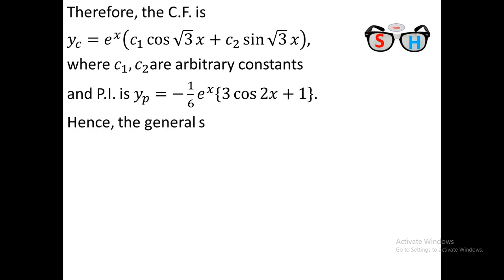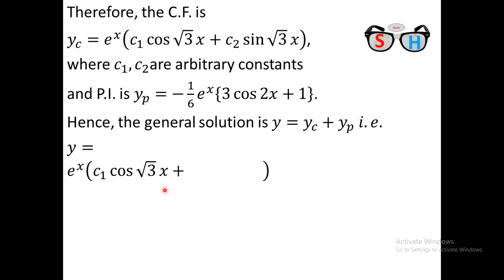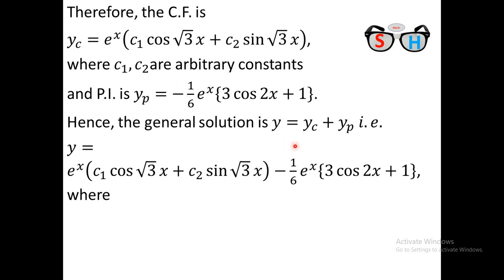Hence the complete solution, or the general solution, or complete primitive, is y equal to yc plus yp, that is complementary function plus particular integral. This is the yc here, and this is the minus of that, this is the yp, therefore yc plus yp. This is the complete solution or complete primitive or general solution, where c1 and c2 are arbitrary constants. So this question is completed, that is solved. Now we will go to the next problem.